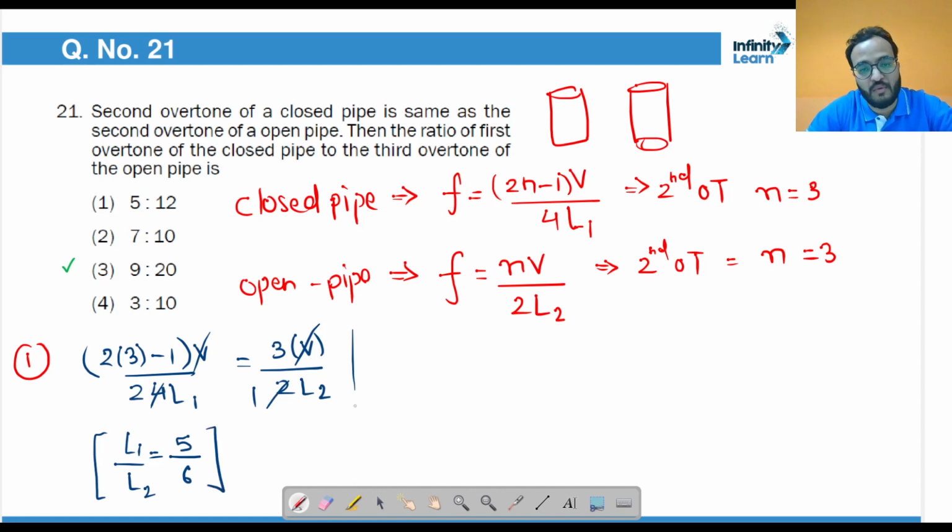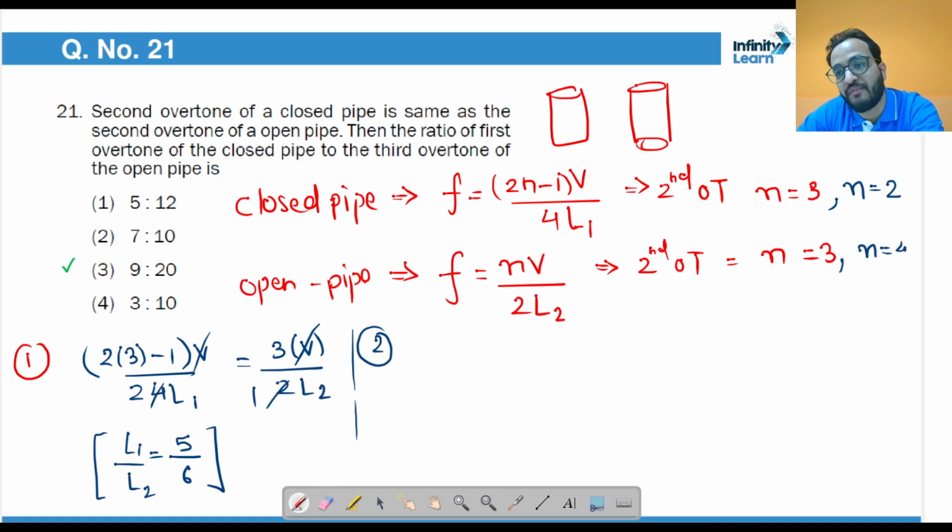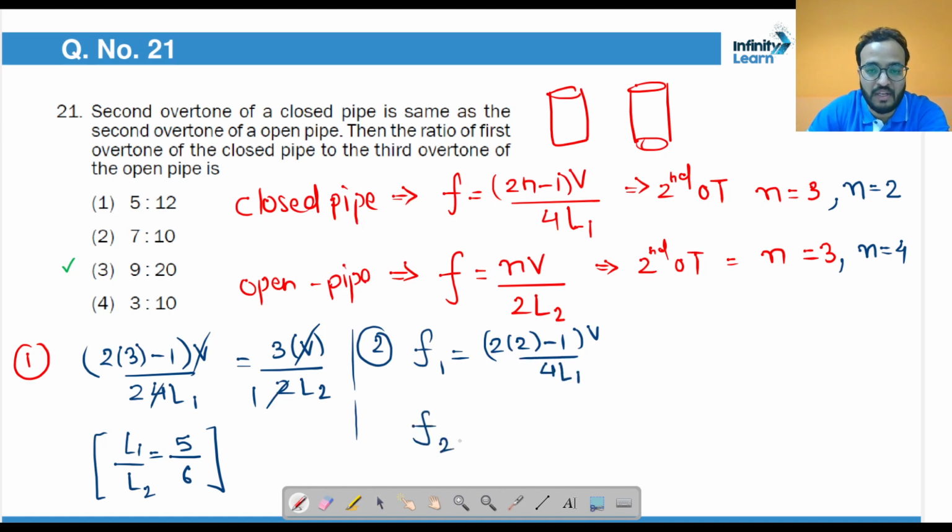Okay. Now what they want in the next case is the ratio of the first overtone of the closed pipe. First overtone of the closed pipe means in this formula you have to put n is equals to 2. And third overtone of the open pipe, that means n must be 4. So you will say F1 is 2 2s are 4 minus 1 into V upon 4L1 upon F2 is what? 4 into V by 2L2. So it will become 2 into 2 minus 1 is 3. 3V by 4L1 and it will be 2V by L2.